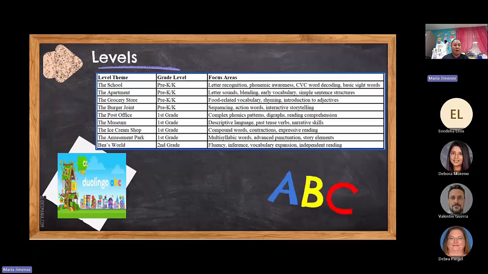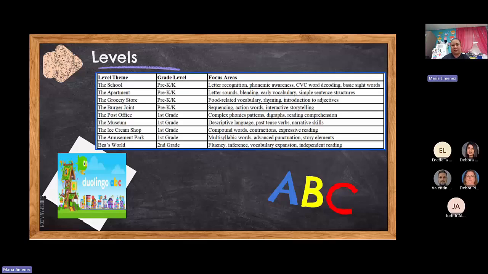This is how it's broken down, the levels and by theme. So level 1, they start off with school, and that's for pre-K and kinder students. The focus area for the beginning would be letter recognition, phonemic awareness, CVC word decoding, and basic sight words. So basically what the kids are starting off with, the foundation, right? And then they start gradually moving up.